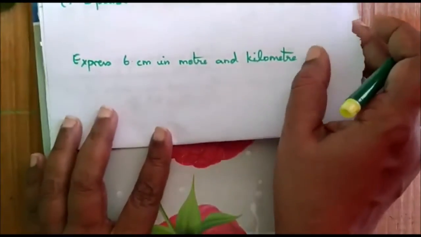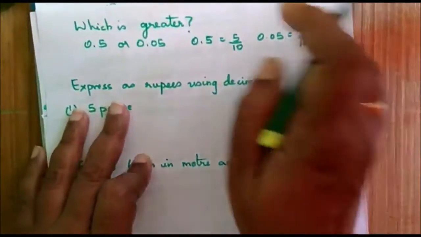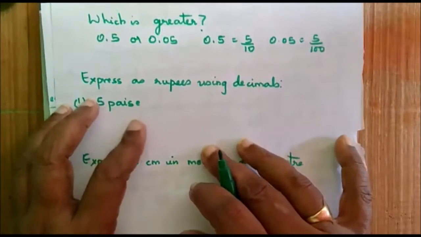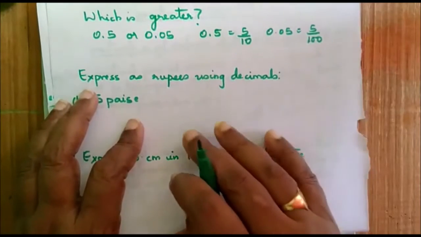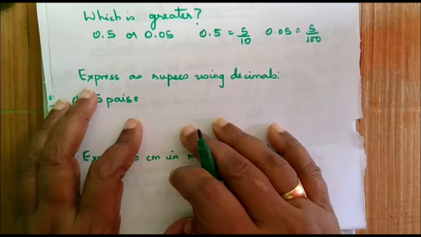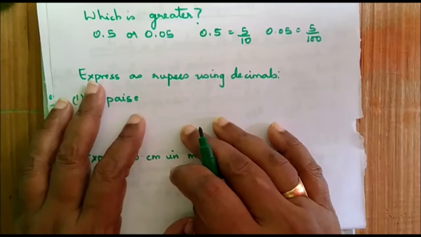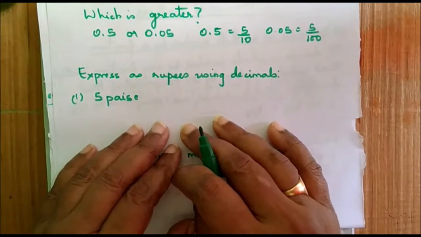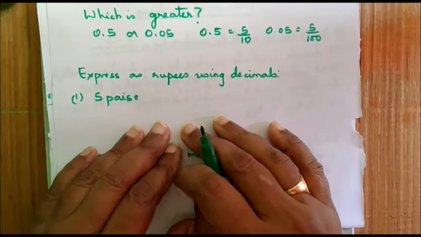Here in this, we are given two numbers, that is 0.5 and 0.05. We are asked to find out which is greater. We are given two decimal numbers, 0.5 and 0.05. So first we will write 0.5 as 5 by 10. Similarly, 0.05 is nothing but 5 by 100.